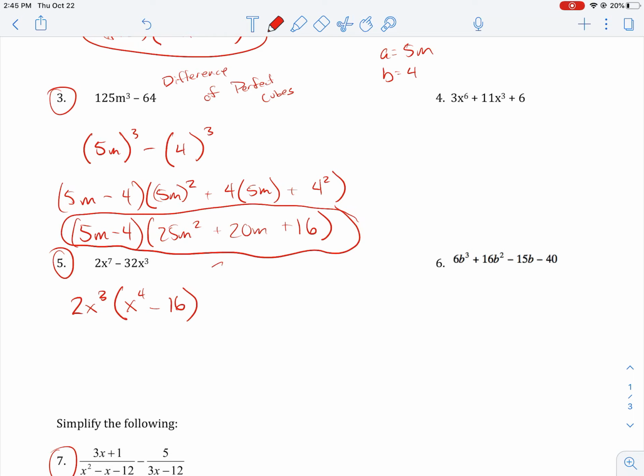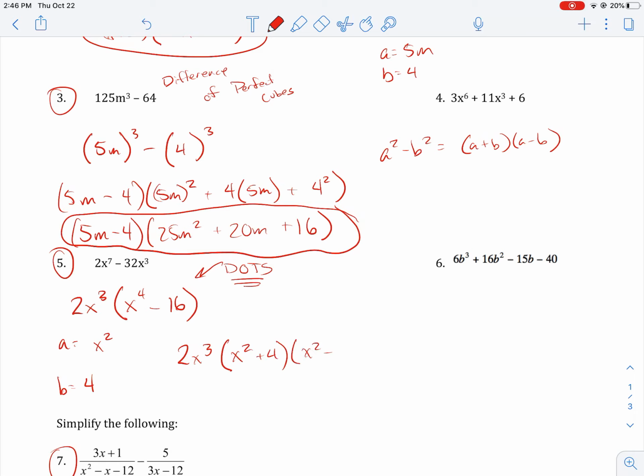Okay. This is a difference of 2 squares problem. Which means our formula is a squared minus b squared is equal to a plus b, a minus b. All right, so in this case, our b value is certainly going to be 4. The square root of 16 is 4, but our a value is actually going to be x squared. If you want to know a little tip, as long as this thing is even, divide it by 2, and that will be what you will put in your a value. So in this case, we'd have 2x cubed. We'd have x squared plus 4, and x squared minus 4.